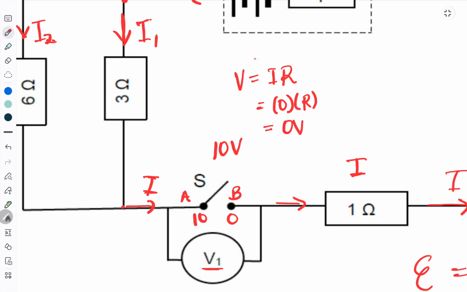Whenever you have an open switch and you put a voltmeter across it, it will simply give you the EMF of the battery, which is not a true reflection of the total external voltage of the circuit. So all of this potential difference will just be at the open switch. That's why you get 10 volts being the reading on V1.